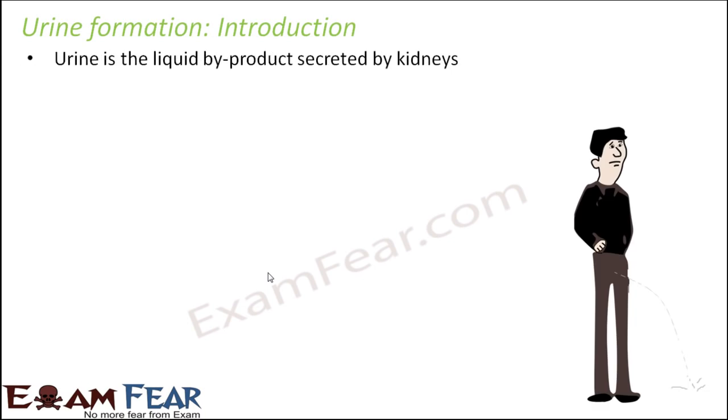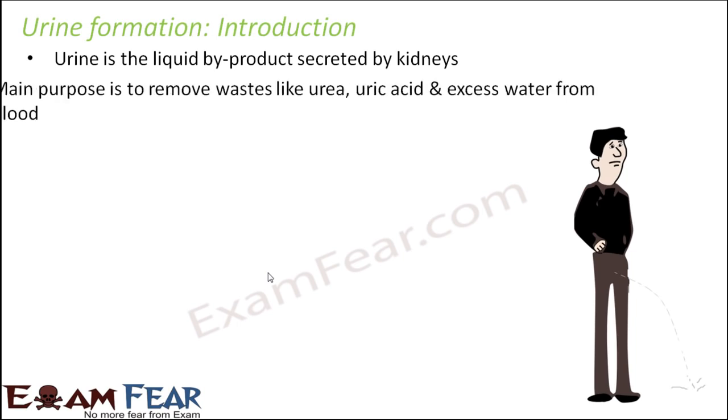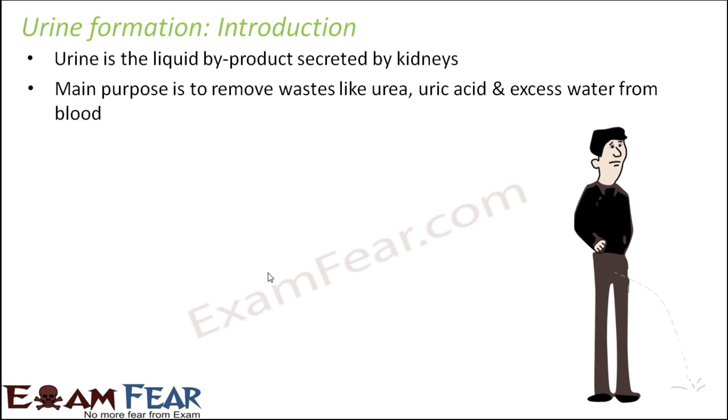So what is urine as such? We all know it is a liquid byproduct which is secreted by the kidneys. The kidney is the place, and to be more precise, the nephrons in the kidney are the place where urine is formed. The main purpose of urine is to remove wastes like urea, uric acid and excess water from the blood. The filtration occurs in the kidneys.